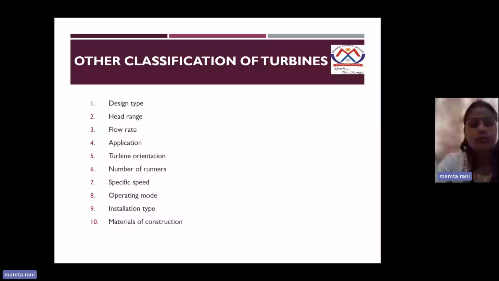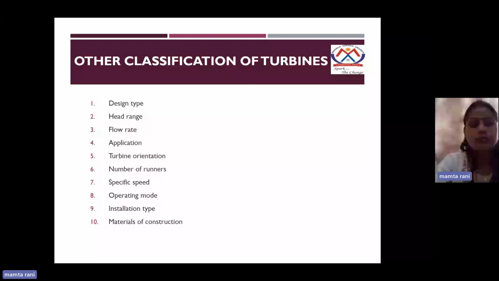Then we have flow rate. The turbine can also be classified based on the flow rate of water. Turbines are designed to handle a particular flow rate. For example, low flow turbines are designed for a flow rate of less than 2.5 cubic meters per second, while high flow turbines are designed for more than 10 cubic meters per second.